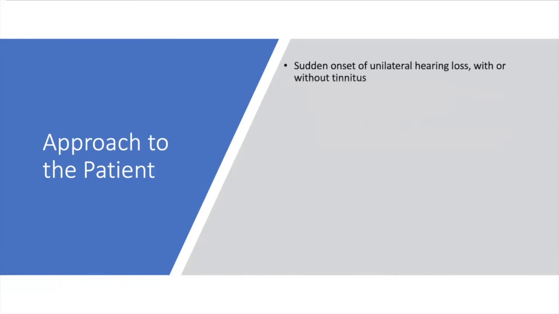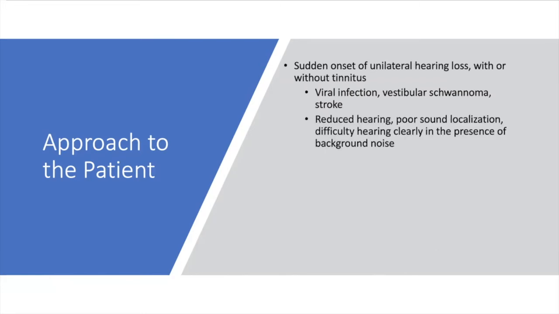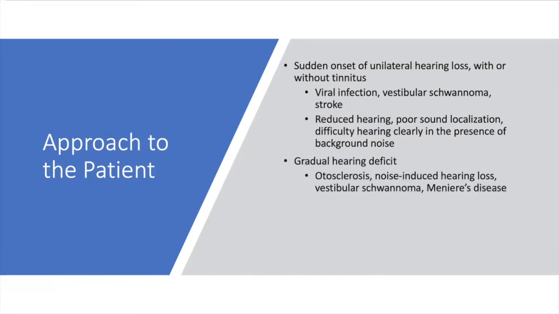A sudden onset of unilateral hearing loss with or without tinnitus may represent a viral infection of the inner ear, vestibular schwannoma, or a stroke. Patients usually complain of reduced hearing, poor sound localization, and difficulty hearing clearly in the presence of background noise. Gradual progression of a hearing deficit is common with otosclerosis, noise-induced hearing loss, vestibular schwannoma, or Meniere's disease.